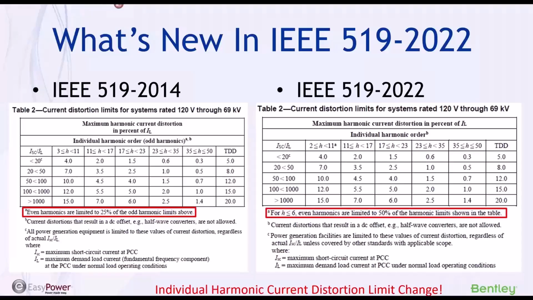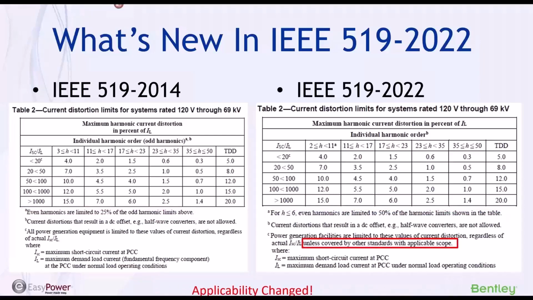The third one, I believe, is the biggest change between the 519-2014 and the 519-2022, which is the applicability. As you can notice from the footnote, and usually the footnote contains the most information from these tables, IEEE 519-2022 is specifically saying that the IEEE 519 current distortion limits are only applicable to certain situations. The application of 519 is no longer applied everywhere in the system, such as DER, utility scale inverter-based, or even type 4 wind farm based injection power plants. In those places, IEEE 519-2022 may no longer be applicable.